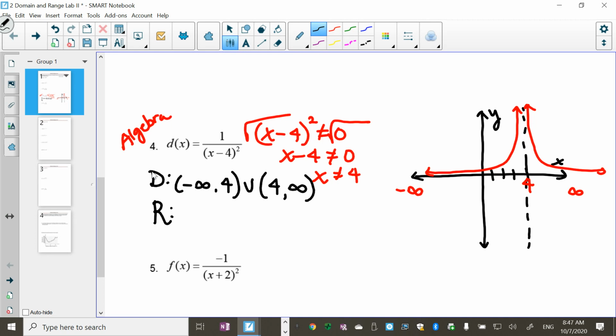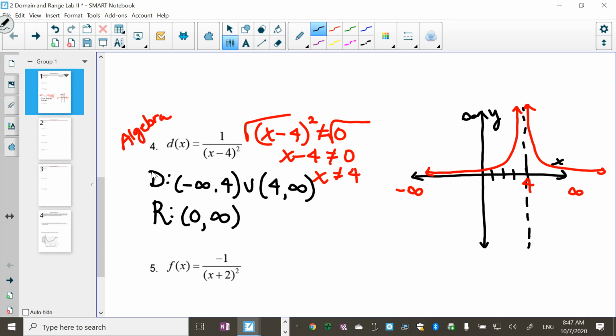Now, if you look at your graph, it looks like it's getting closer and closer to the x-axis, but it doesn't really touch it. So my range, and it doesn't exist in quadrants 3 and 4, is going to go, the lowest it looks like it's going is 0, but it doesn't look like it's touching it. So it's 0 all the way up to positive infinity. And I'm going to use parentheses because I'm never going to get to positive infinity, which is up here. And the 0, it never is touching.